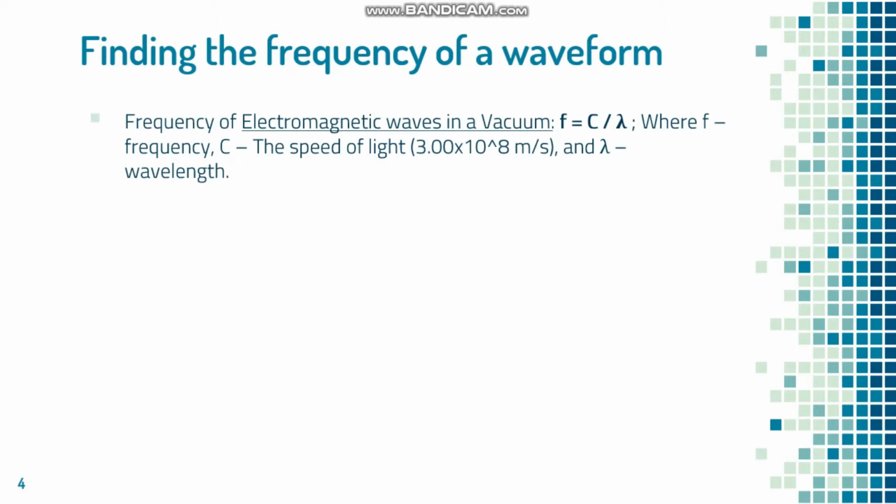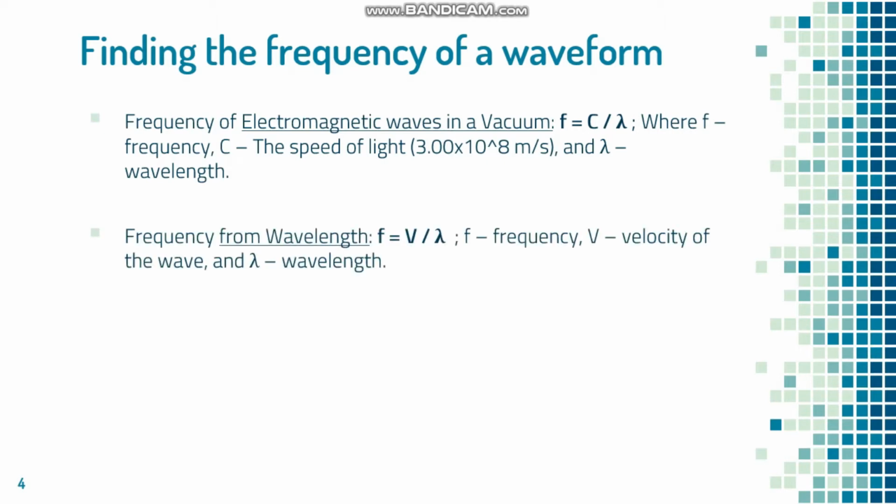First is finding frequency of electromagnetic waves in a vacuum. So dito makita natin na to find the frequency, we simply need to divide the speed of light by the wavelength of the waveform. Next is finding frequency from wavelength. Dito naman, ang dinidivide natin is yung velocity ng wave sa wavelength niya.